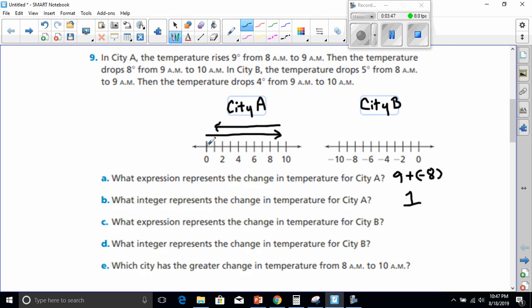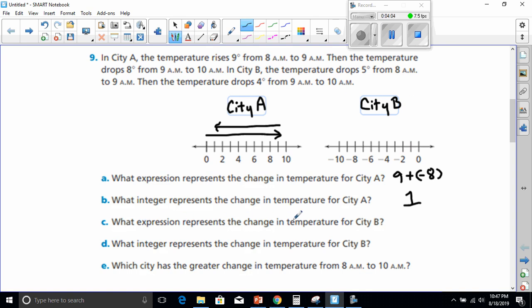Okay, does everyone see that? We went forward 1, 2, 3, 4, 5, 6, 7, 8, 9, then we went backward 8. 1, 2, 3, 4, 5, 6, 7, 8. Does everyone see how we got 1? Now let's try that with City B.